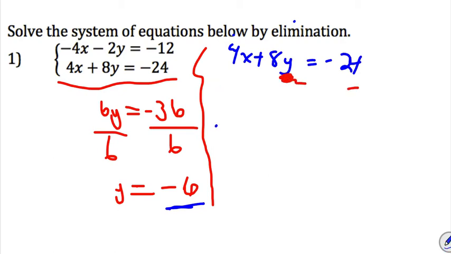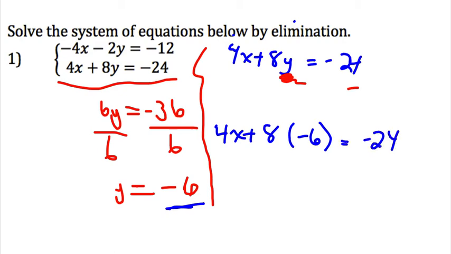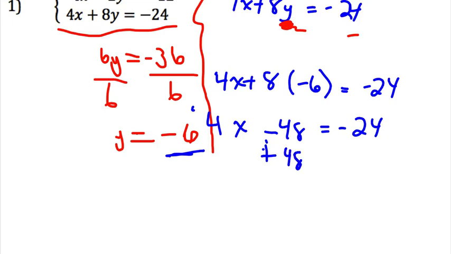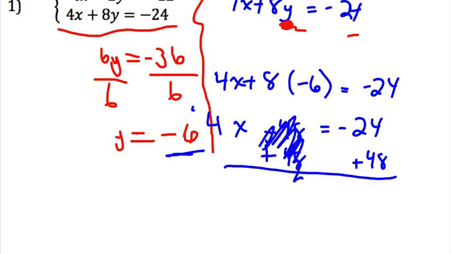So what do I have? Well, I got 4x plus 8 times, I know y is negative 6, I just solved for that, equals negative 24. So let's solve this now. 8 times negative 6 is negative 48, equals negative 24. And now we have a two-step equation. So this is a negative 48, so we have to do the opposite and add 48 to both sides. Okay, and they cancel.